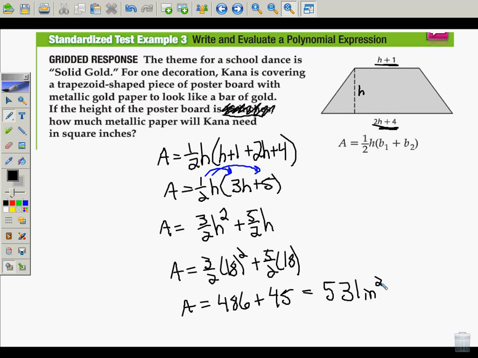Not so concerned with the plugging in and evaluating. The main point of this problem was to get to this point where we plugged in variables and simplified an expression using the distributive property to get that answer. But obviously you could plug in 18 and get 531 square inches, which is what you would have gotten had you just plugged in 18 from the beginning and done it the easy way.